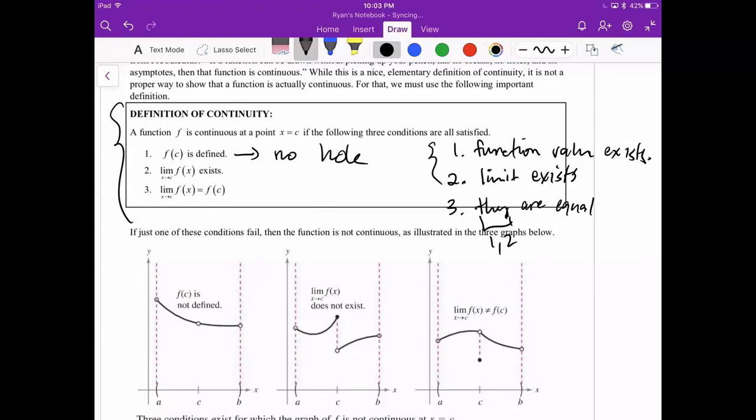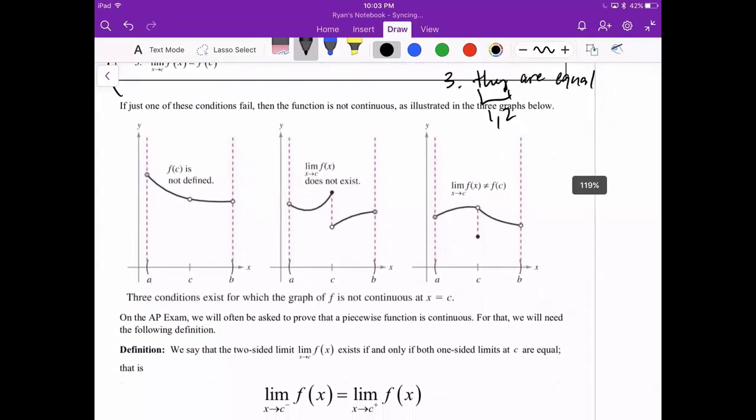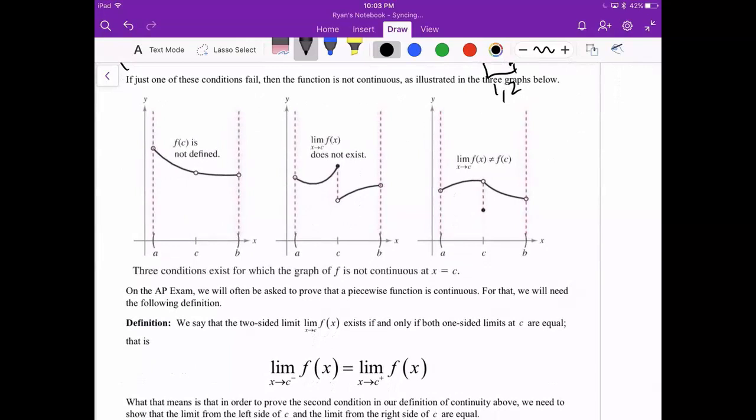If just one of these conditions fails, then the function is not continuous, as illustrated in the three graphs below. In this first picture, f of c is not defined. We see that there's a hole here, and because of that, the function is not continuous. What you should notice is that the limit as x approaches c of f of x does exist, because the function is approaching the same y value from both sides. The limit exists, but because the function value does not exist, the function is not continuous.